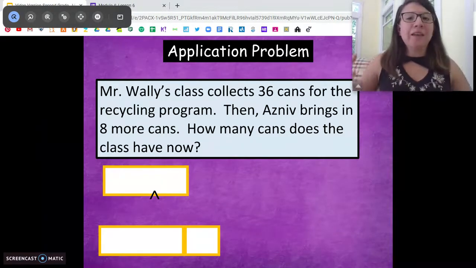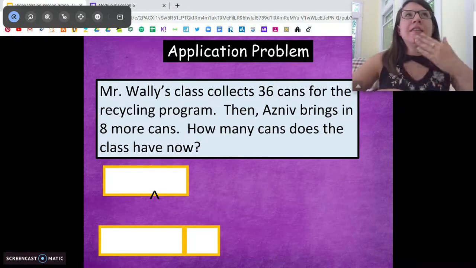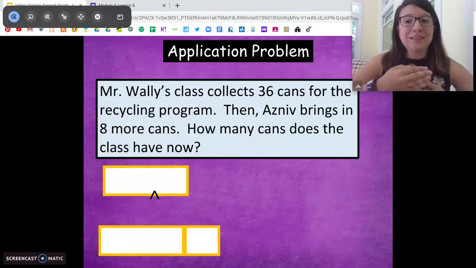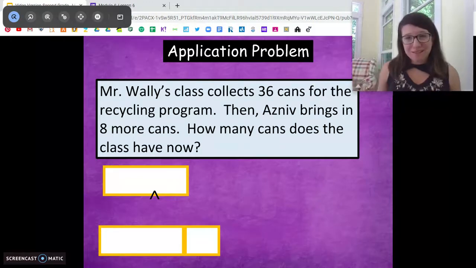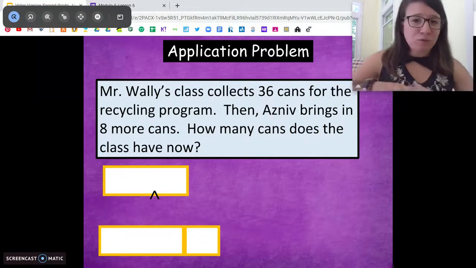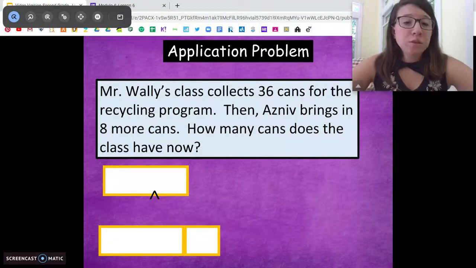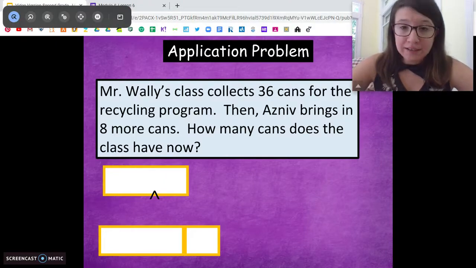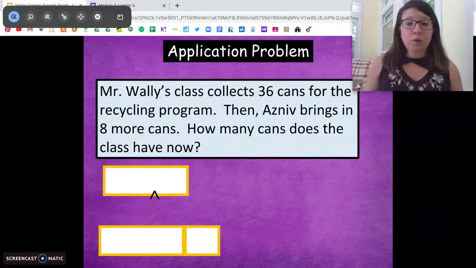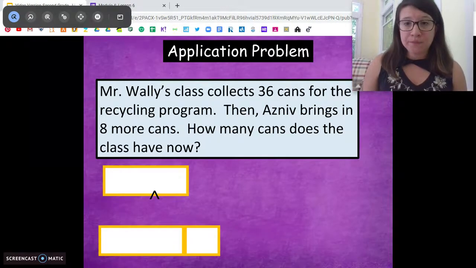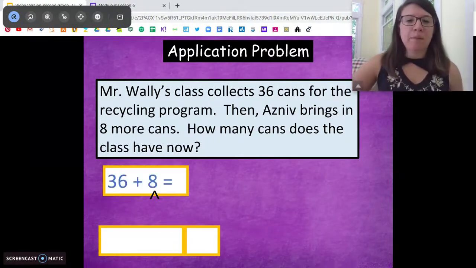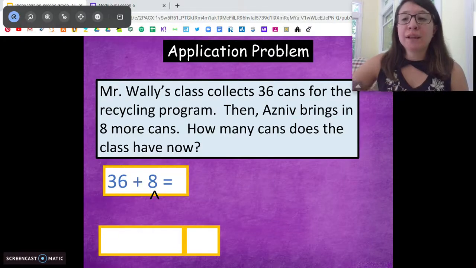Good. I love talking through word problems because it gets us thinking and it gets us in the right mindset to solve the right way, because we don't want to mess this up. So Mr. Wally's class collects 36 cans. Then Asnev brings in 8 more cans. So what are we going to do with those two numbers? Add them up. Awesome. So we're going to do 36 plus 8.